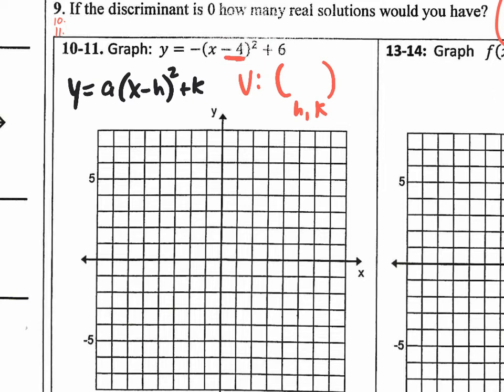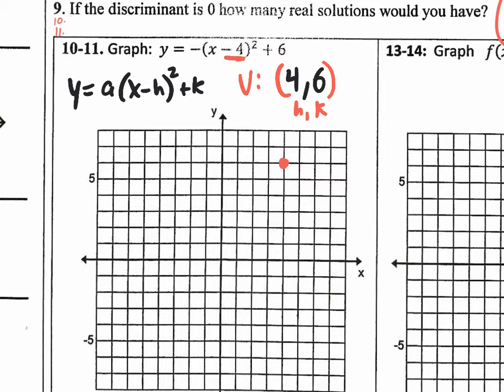So that negative 4 is not h. It's actually positive 4. Okay? So the h is actually positive 4. You need to think opposite of what you see. The k value, it really is 6. You just take it for what it is. Okay? So let's go to the coordinate 4, 6, 1, 2, 3, 4, 1, 2, 3, 4, 5, 6.